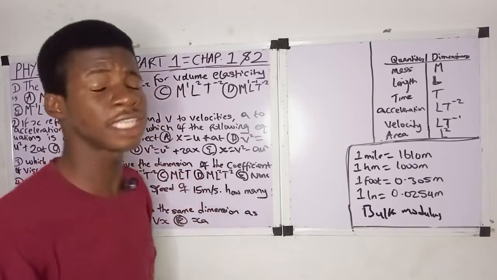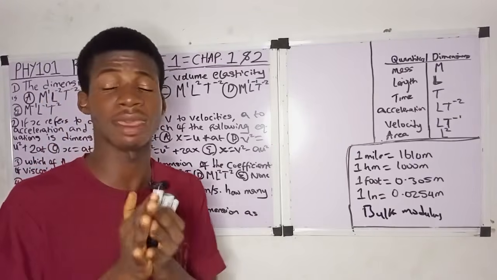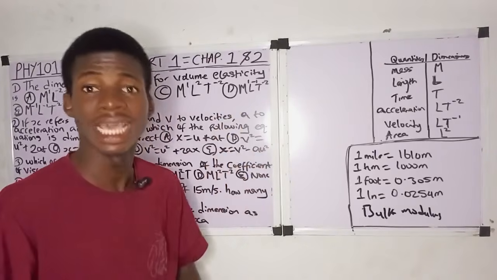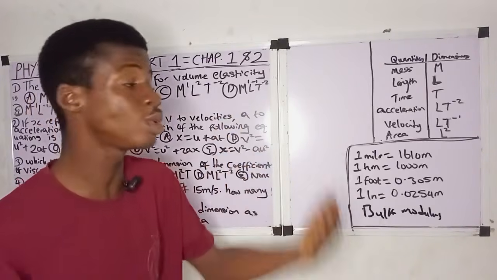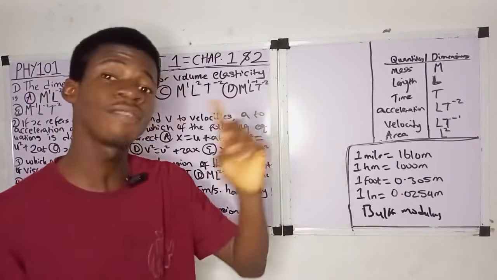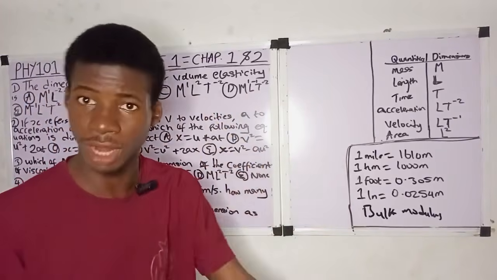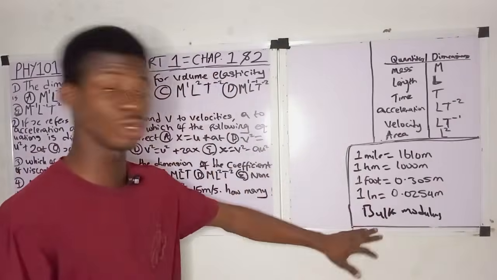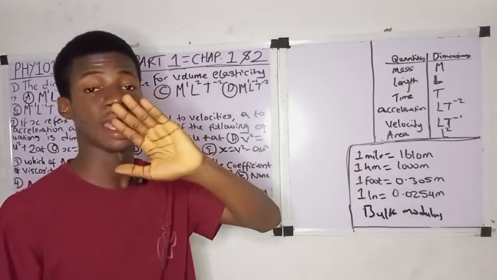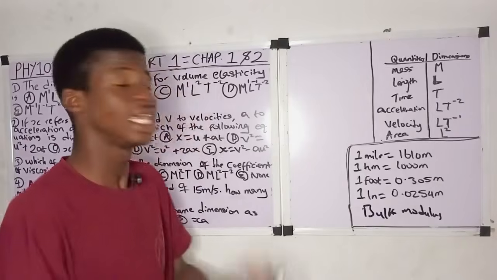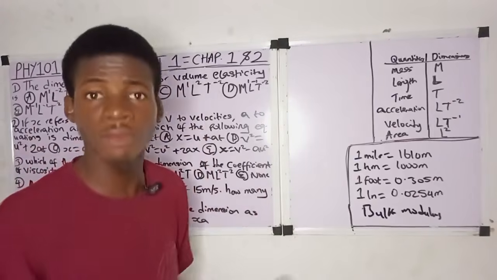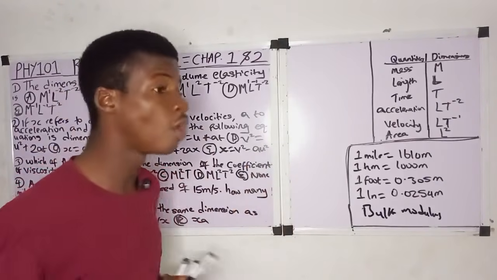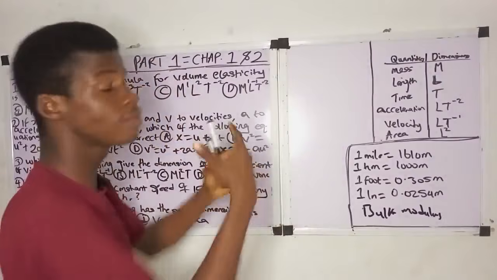Now, remember in our very first class in Physics 101, under measurement and units, I showed you guys how to look for the dimension of some quantities, right? I told you that in order to look for the dimension of a particular quantity, first of all, know the formula. Remember, I told you guys that volume elasticity or bulk modulus has the same dimension as pressure. Now let's look for the dimension of pressure. Before that, we need to know the formula of pressure. What is the formula of pressure?